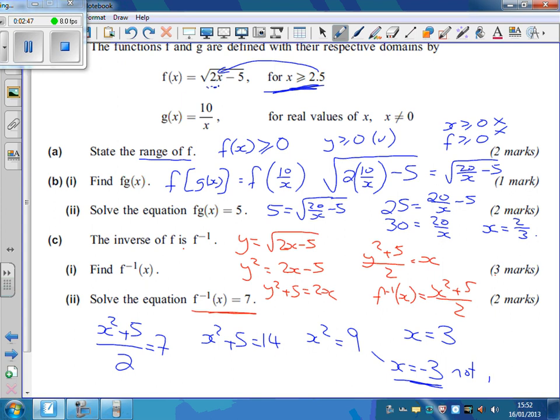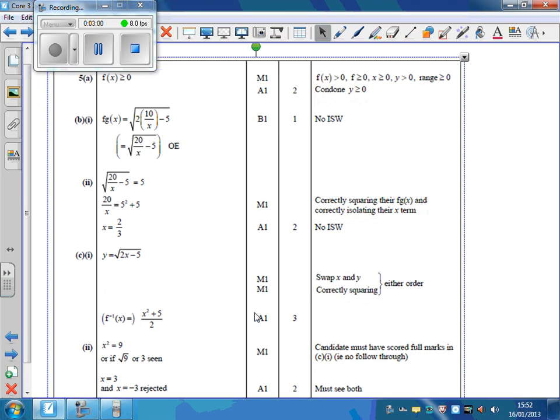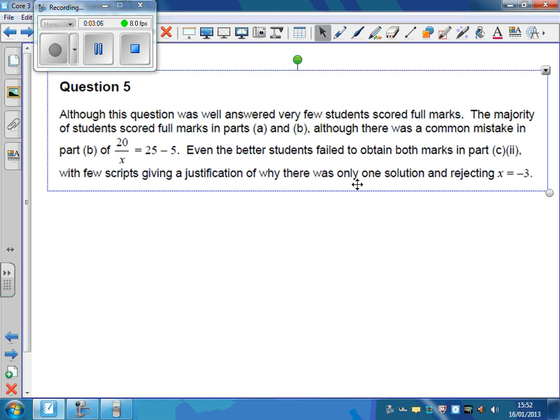So we needed to see x is minus 3, not possible, or rejected, or not allowed, because it doesn't fit the range, the domain. There's the mark scheme here. Here's that bit saying that you did need to see the minus 3. And here's the examiner saying even the better students failed to attain both marks.